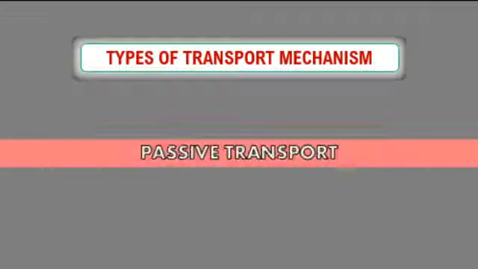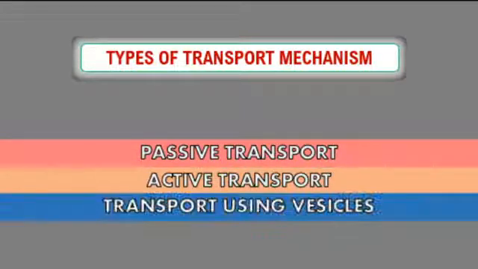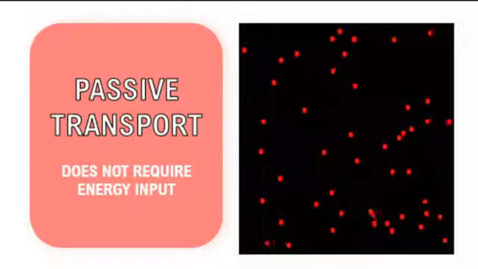This lecture describes three basic forms of traffic across the membrane. We have passive transport, active transport, and transport using vesicles. Passive transport does not require energy input. In passive transport, a substance moves across a membrane without the direct expenditure of energy.